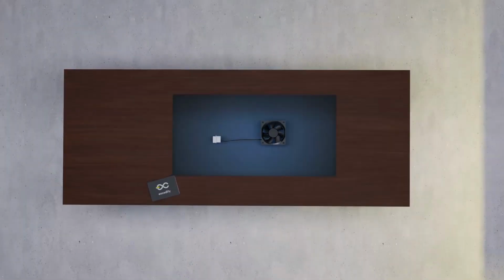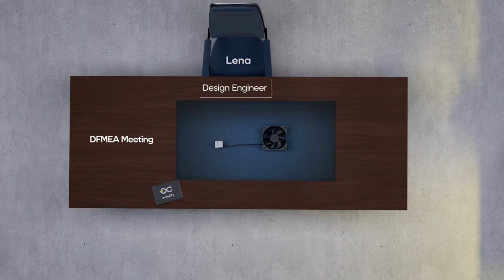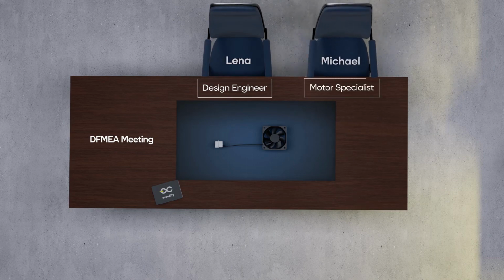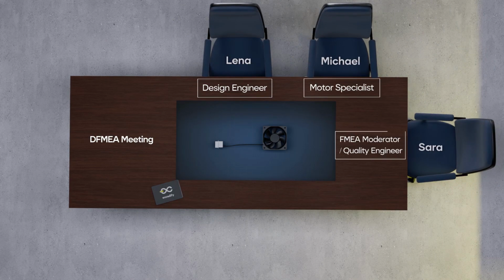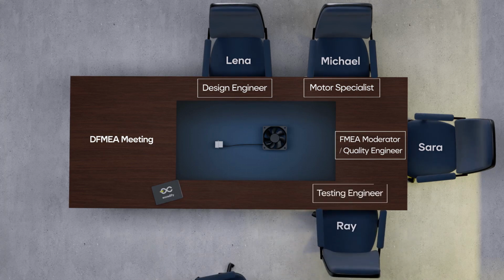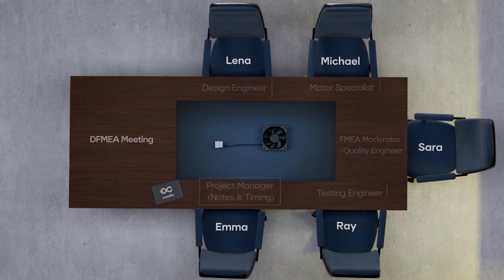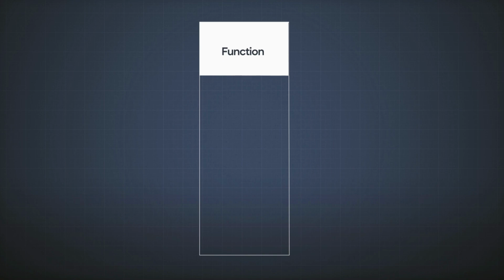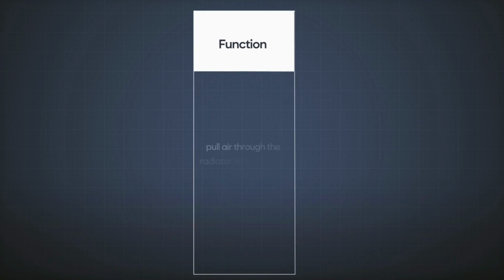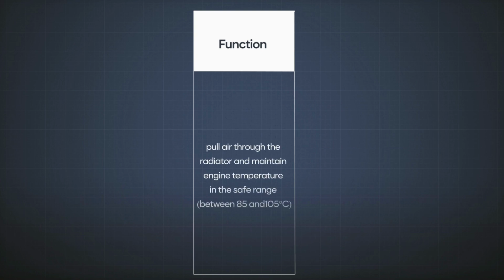Sitting inside the meeting: Lena, the design engineer; Michael, the motor specialist; Sarah, which is you, the FMEA moderator or the quality engineer; Ray, testing engineer; and Emma, the project manager. Sarah opened the meeting saying, "All right team, today we're assessing design risks for the electric cooling fan module." So the first step in FMEA is to define the function. Here you turn to Lena, the design owner. The cooling fan's primary function is to pull air through the radiator and maintain engine temperature in the safe range, between 85 and 105 degrees Celsius.